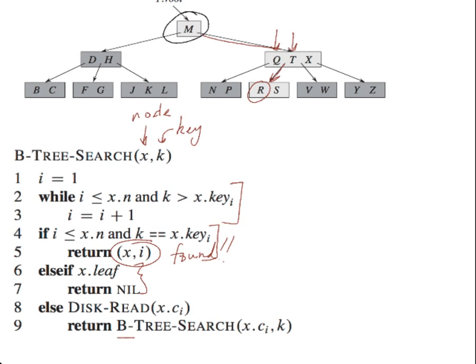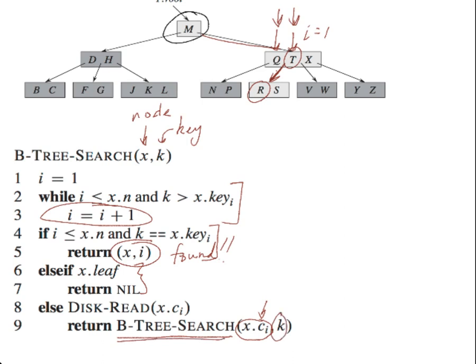Otherwise, we're going to make the recursive call. We're going to call it with the appropriate child that we found by looking for the index i. So that was this part here. We look at Q, we looked at T, and we found that T is greater than R, so we're going to go down that. So i would be equal to 1 in that case. So that's what this child is. We pass in the key itself and we do a search.